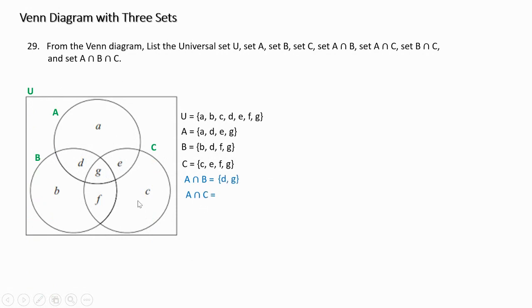What does A and C have in common? A and C are these two here. They have in common an E and a G. How about B intersect C? What does B and C have in common? These two sets have the G and the F, or F and G. Now where do all the sets intersect? It's going to be right here where the G is. So the answer will be G.